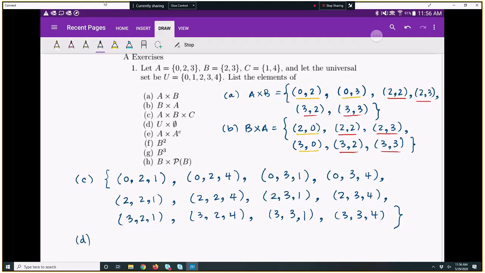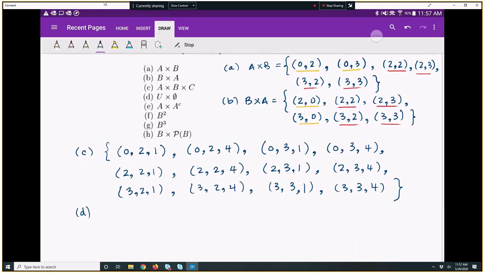What about the universal set crossed with the empty set B? Well, I'd be looking for all ordered pairs where the first element comes from the universal set and the second element comes from the empty set. But the empty set doesn't contain any elements, so there are no ordered pairs that can be formed that way. So the cross product of any set with the empty set is going to give me an empty set.